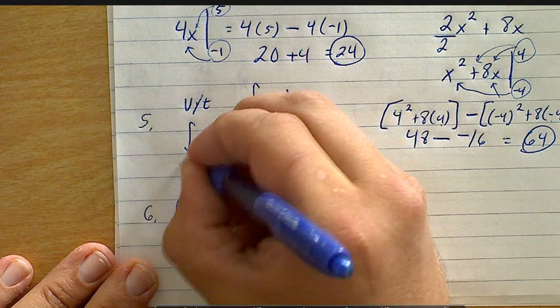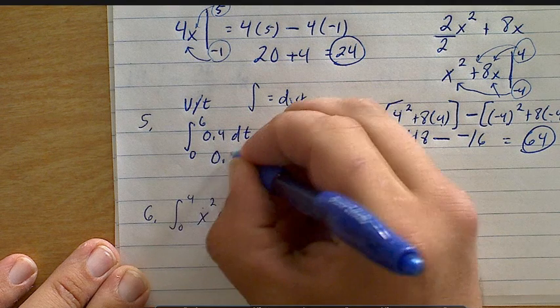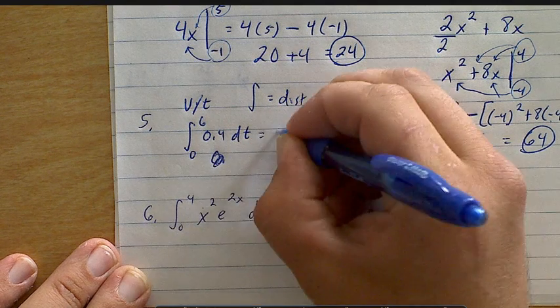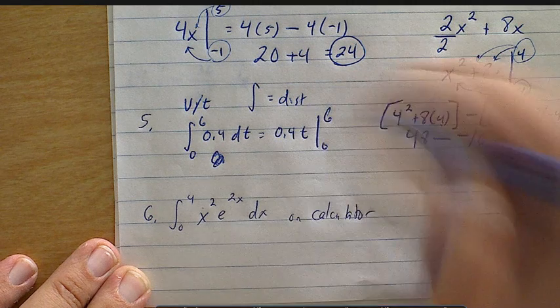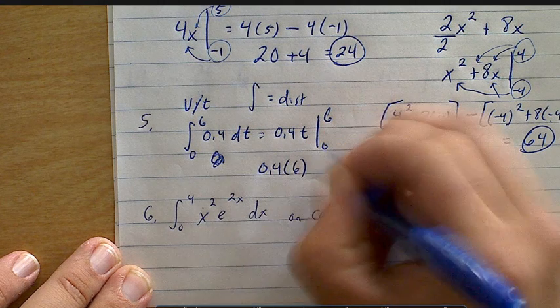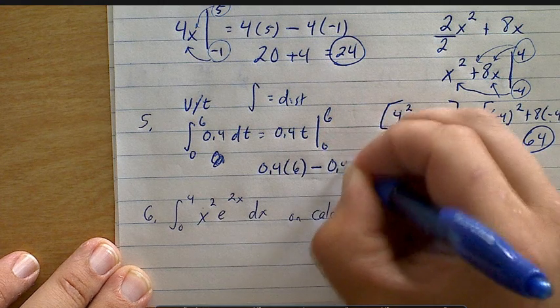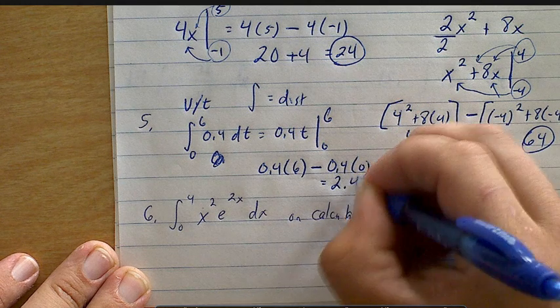So I'll evaluate. My antiderivative is going to be 0.4t evaluated from 0 to 6. So 0.4 times 6 minus 0.4 times 0 is going to be 2.4 feet.